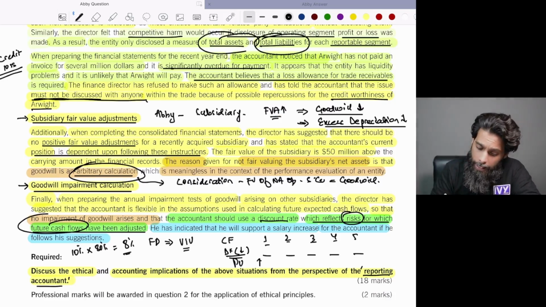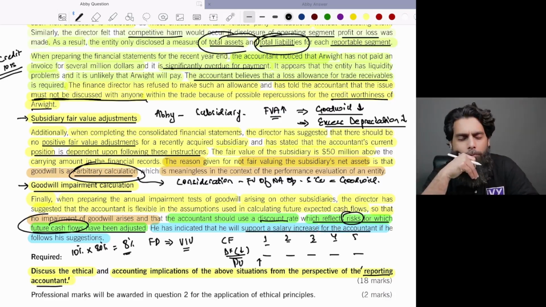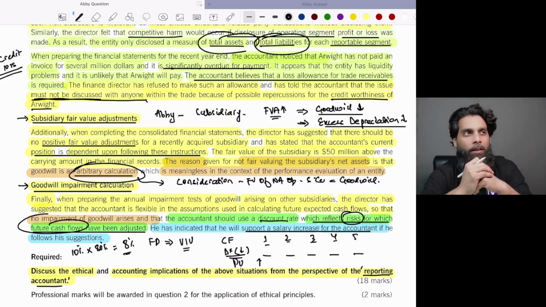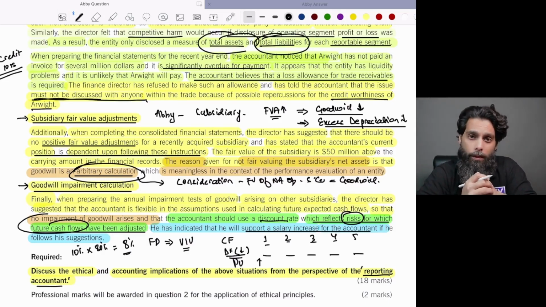And he says he will support a salary increase for you. Wow. What should you be doing? Should you be accepting the salary increase offer and saying, oh my God, my life will be settled if I get this salary increase? No, my dear. No. You should not allow your personal interest to override your professional judgments.